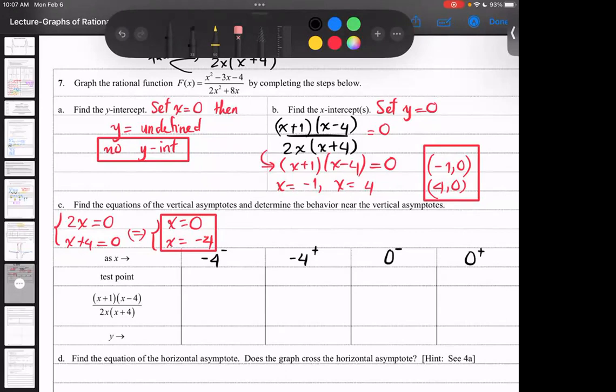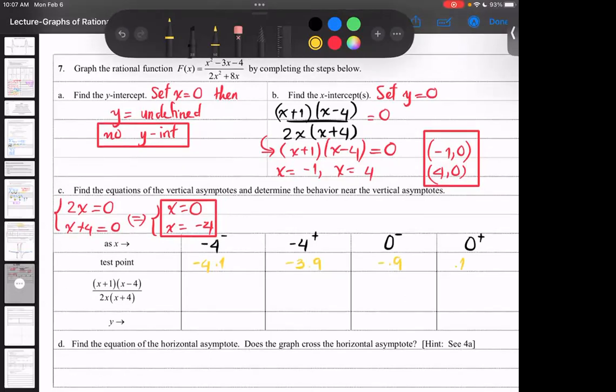Can someone pick me a test point for -4 from the left? Yeah, -4.1, something small, right? So -4.1, and then -4 from the right. Someone else? Yeah, -2.9, very good. 0 from the left, I would say -0.9. And then 0 from the right is 0.1.